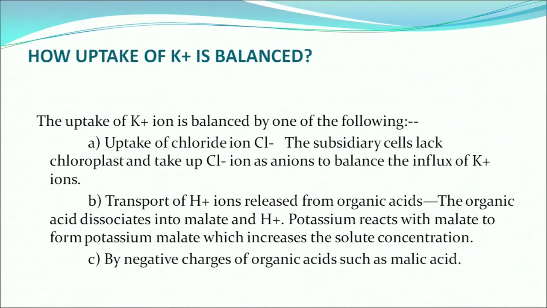transport of hydrogen ions, which are very much necessary for the increase and decrease of pH and also acidity, right? So, transport of hydrogen ions is released from the organic acids. The organic acid dissociates into malate and hydrogen ion. Potassium reacts with malate to form potassium malate, which increases the solute concentration, and also by negative charges of organic acids such as malic acid.